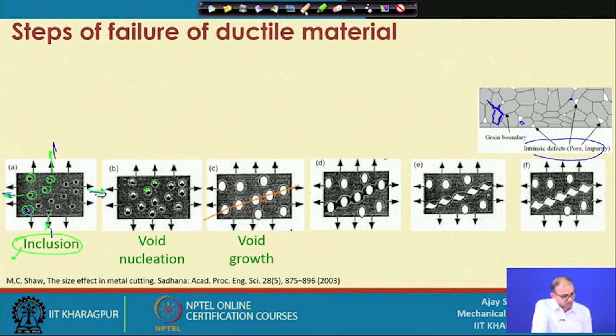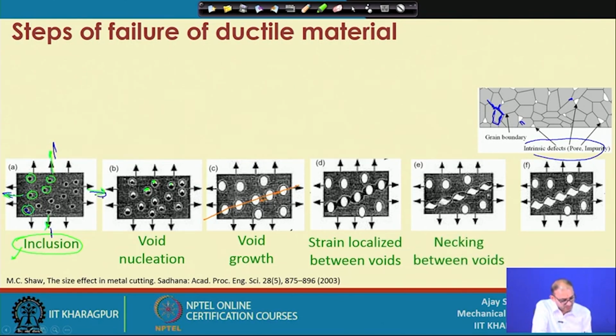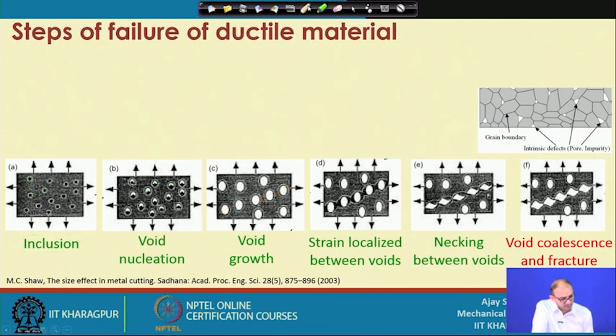Now the next step is the strain localized between the voids. The strain is getting localized between them because the distances are very small, and it is very easy for the void growth to merge. The black part shows the localization between the voids, and then the necking between the voids. Necking starts at this location, and finally the voids coalesce and the fracture happens. Now your part will be broken from this direction. This will be the upper part and this will be the lower part.